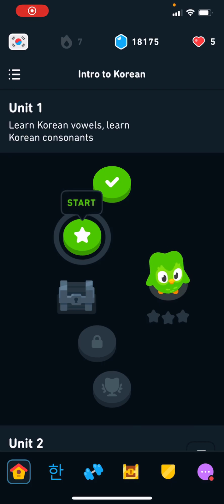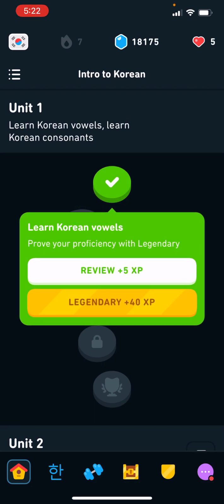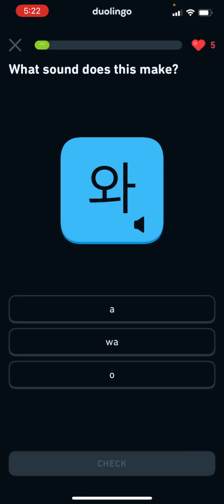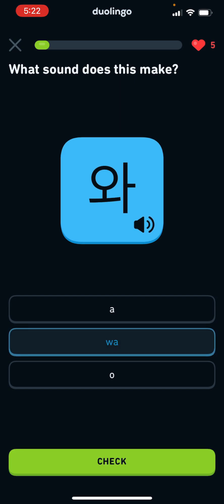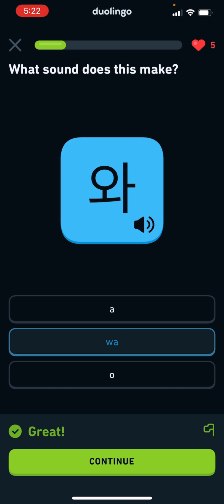Alrighty, let's do Unit 1, Learn Korean Vowels. Wa. Wa. Where? Where? Wa.